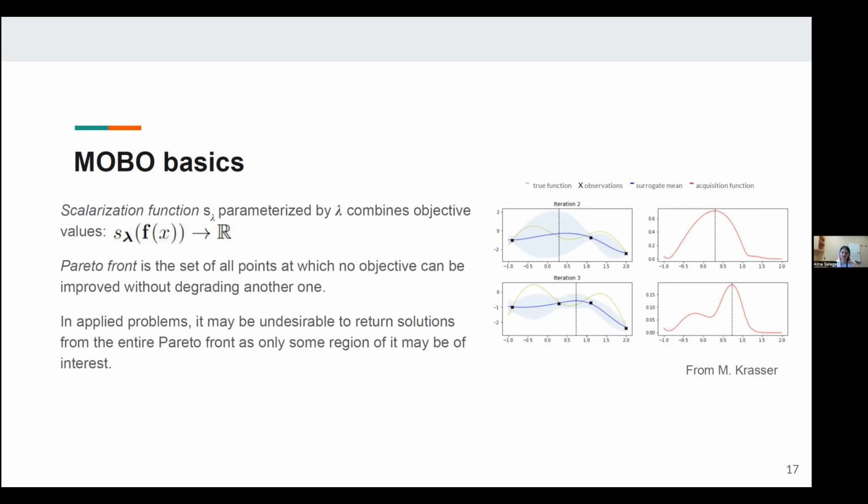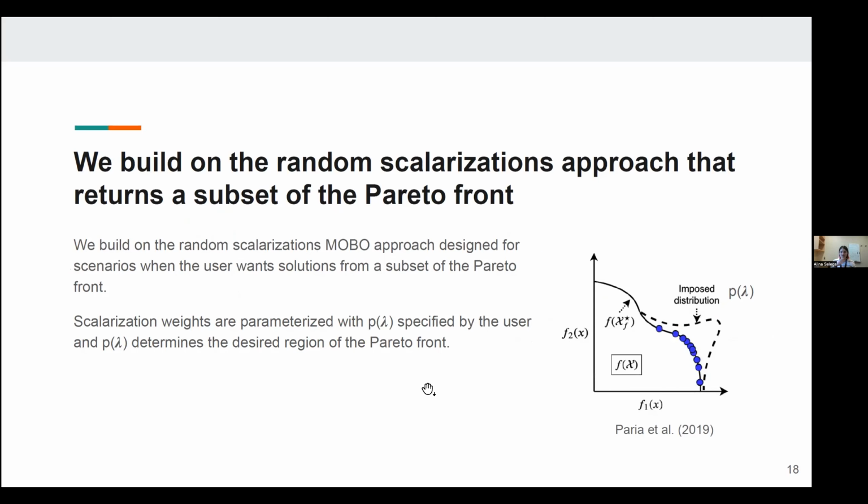So then these constraints on which objective values we will deem acceptable will also translate into constraints on the Pareto front, and then we would have to only look at some part of it. And this is the idea that we build on in our method.